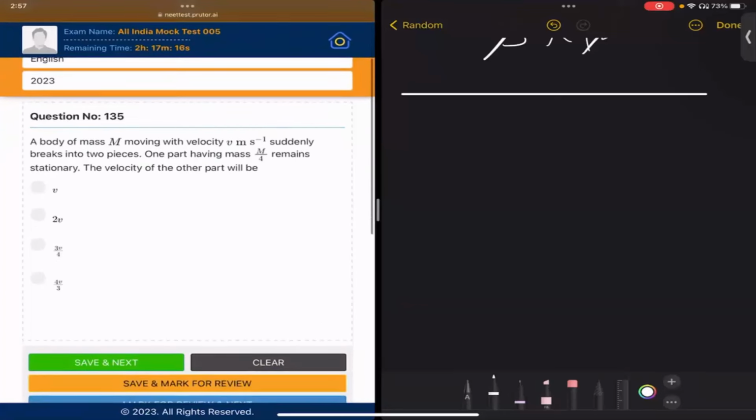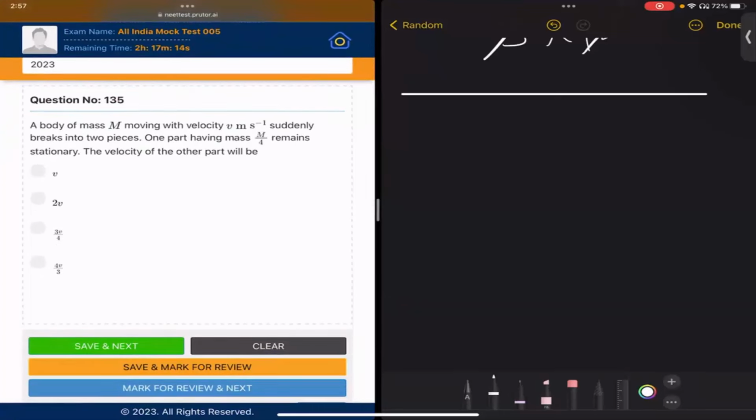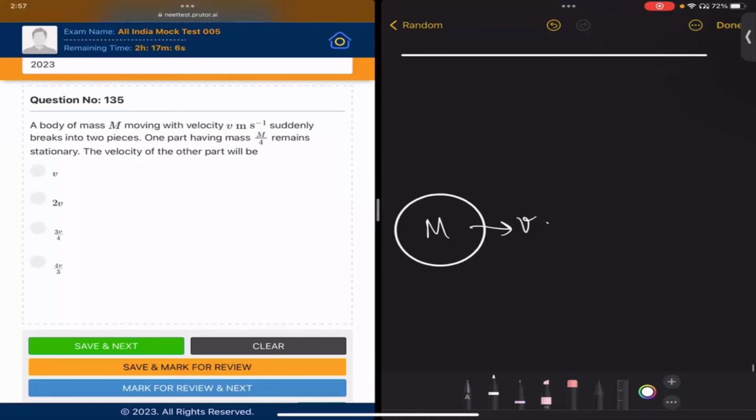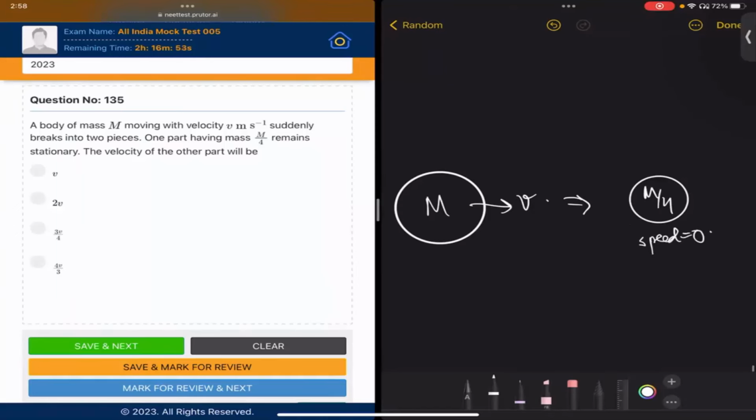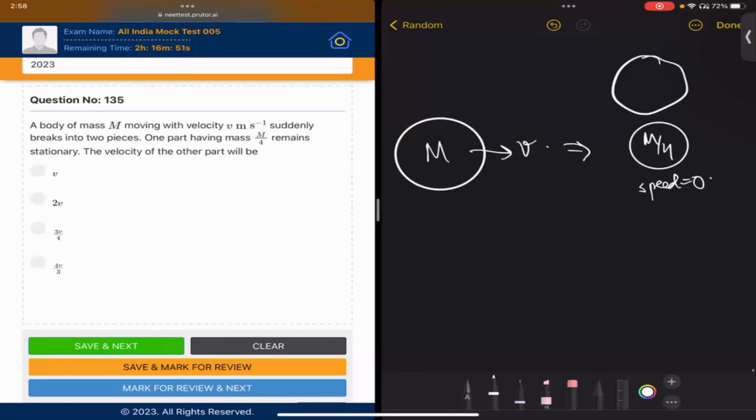So starting with physics. A body of mass m moving with velocity v suddenly breaks into two pieces. Okay, mass m moving with velocity v suddenly breaks into two pieces. एक पार्ट जो है स्टेशनरी रह गया, this is a part m/4, ये इसका स्पीड जो है 0 रह गया, और दूसरा पार्ट जो है उसका वेलोसिटी क्या हो जाएगा?